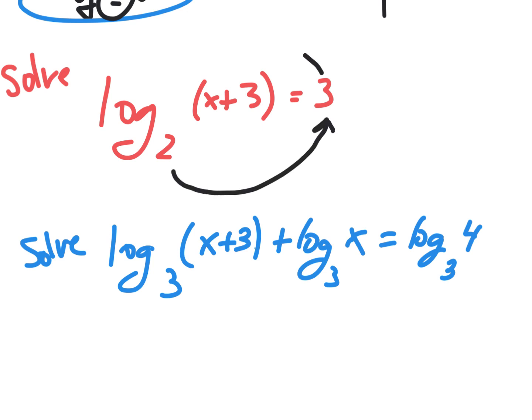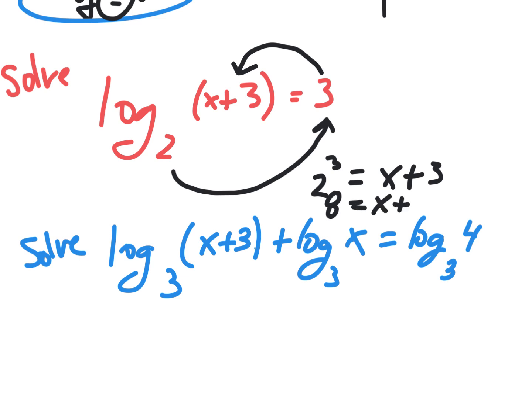2 to the third is equal to x plus 3. 2 to the third is really just 8. That makes x 5.